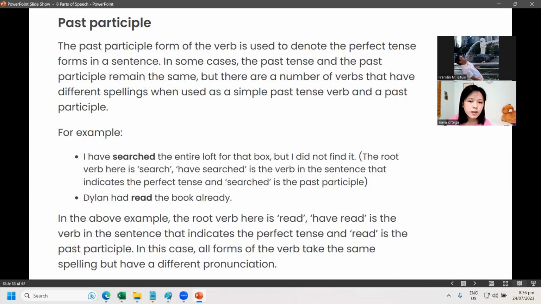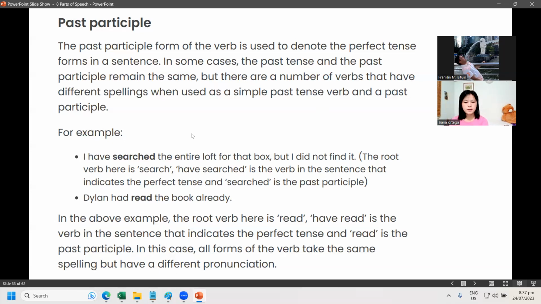For example, I have searched the entire lot for that box, but I did not find it. The Dailan had read the book already. In the above example, the root verb here is read. Have read is the verb in the sentence that indicates the perfect tense, and read is the past participle. In this case, all forms of the verb take the same spelling but have a different pronunciation.